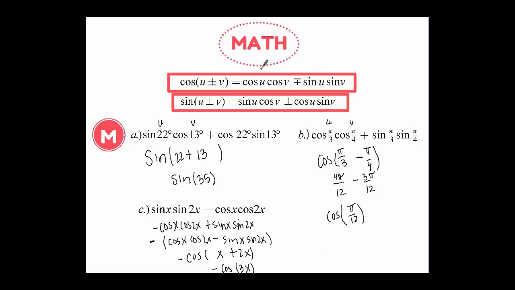So we are finished with reducing trig identities, taking our sum and difference formulas and using them backwards.